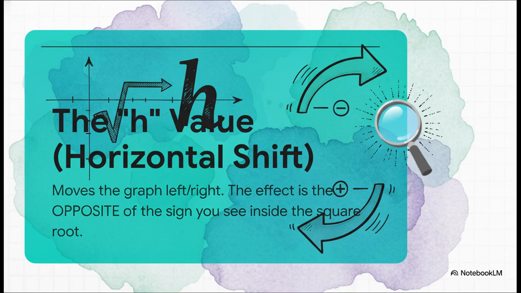First up, we've got h, our horizontal shifter. This is the value that's tucked inside the square root, right there with the x. Now here is the one tricky part you absolutely have to remember. It works in reverse. If you see x minus 2, your brain screams move left, but no, you actually move to the right. It's always the opposite of the sign.